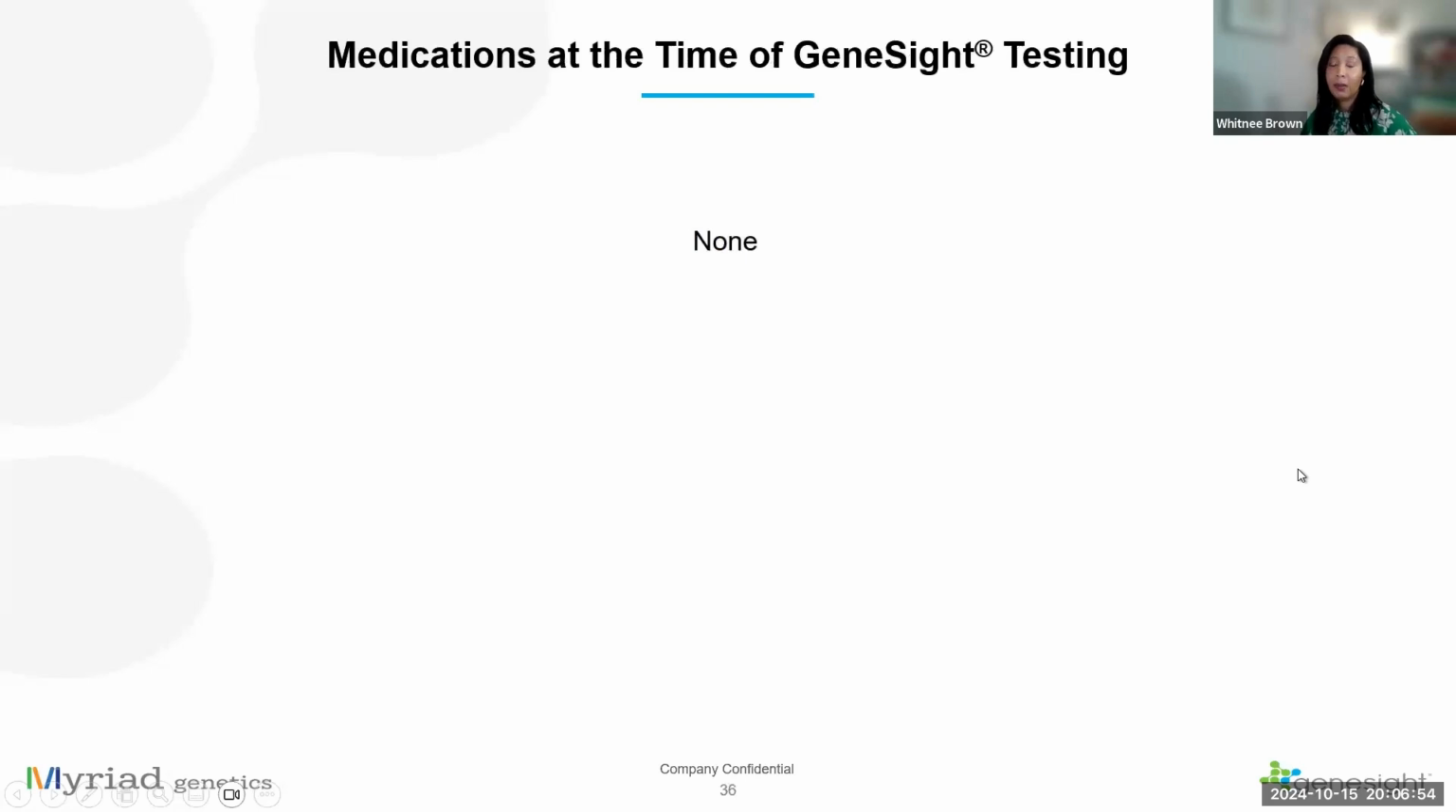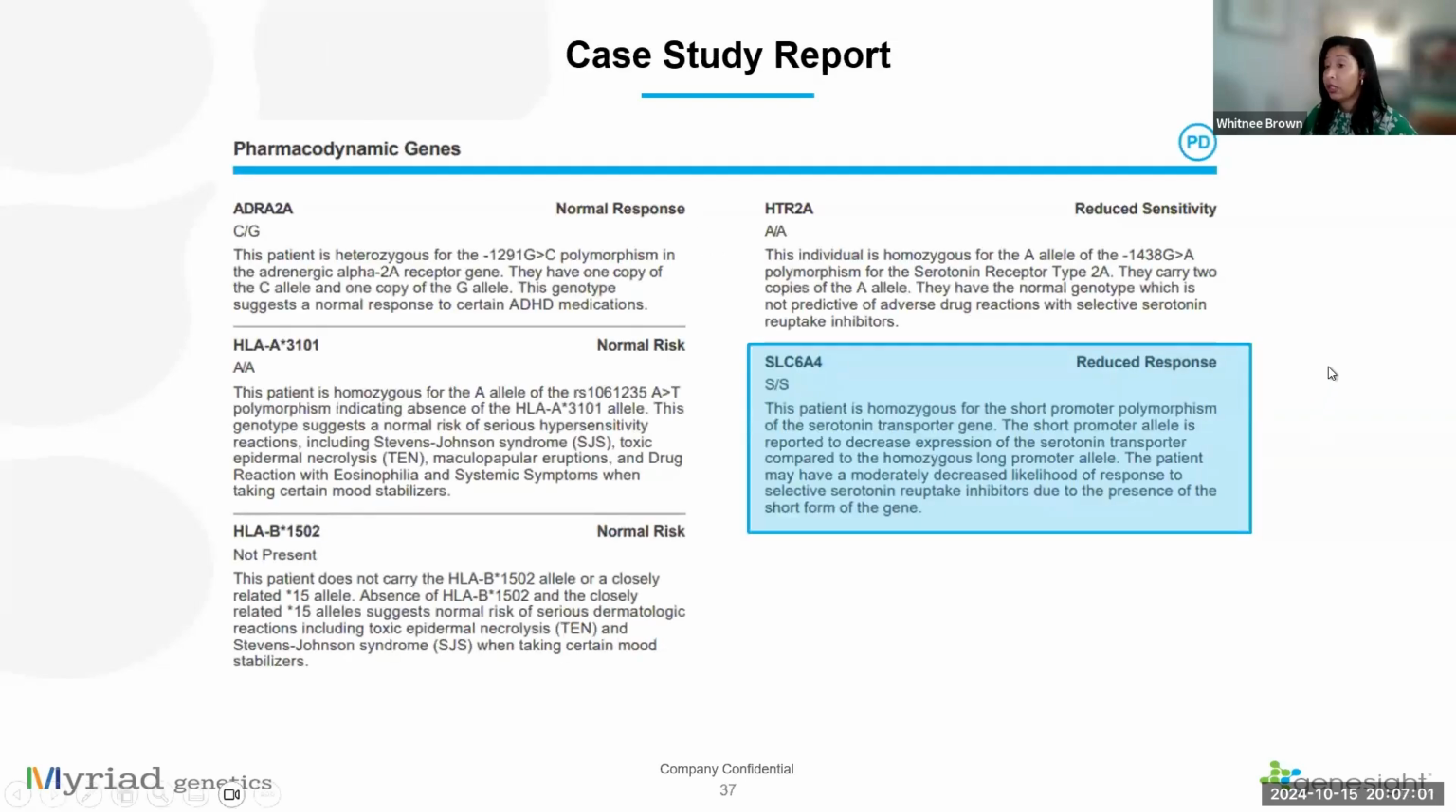So when I saw this patient, he was on nothing at the time, but he was willing to start something new. And so when his genetic testing came back, it allowed me to see that he had a reduced response. So SLC6A4 was impacting his ability to absorb the Zoloft and the Lexapro. And next slide.